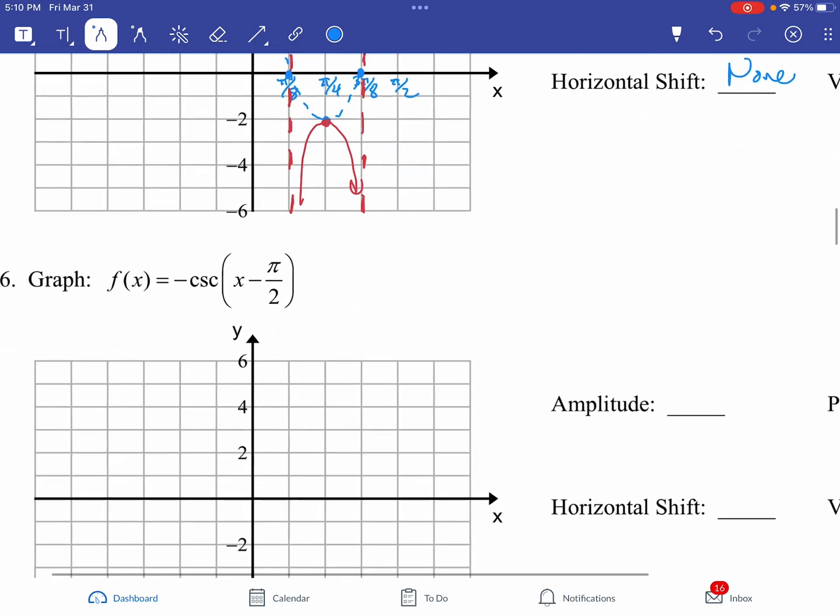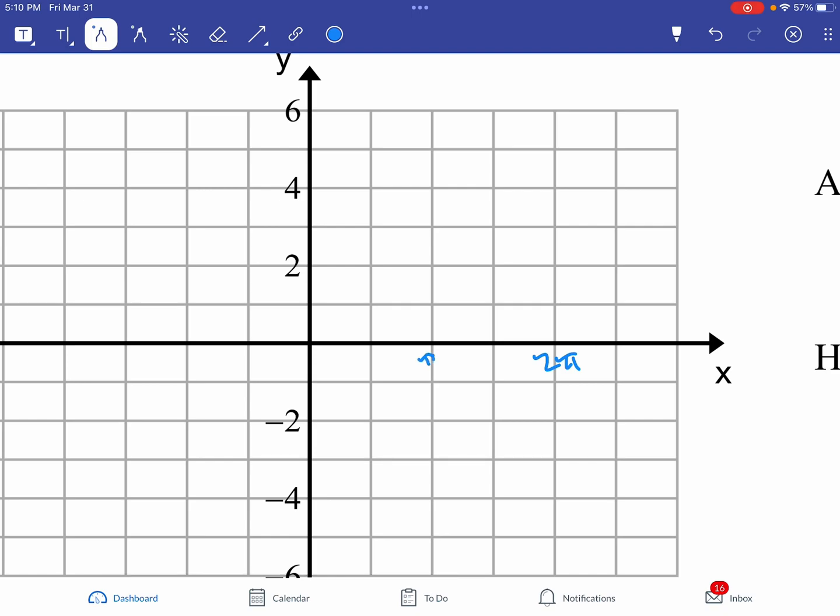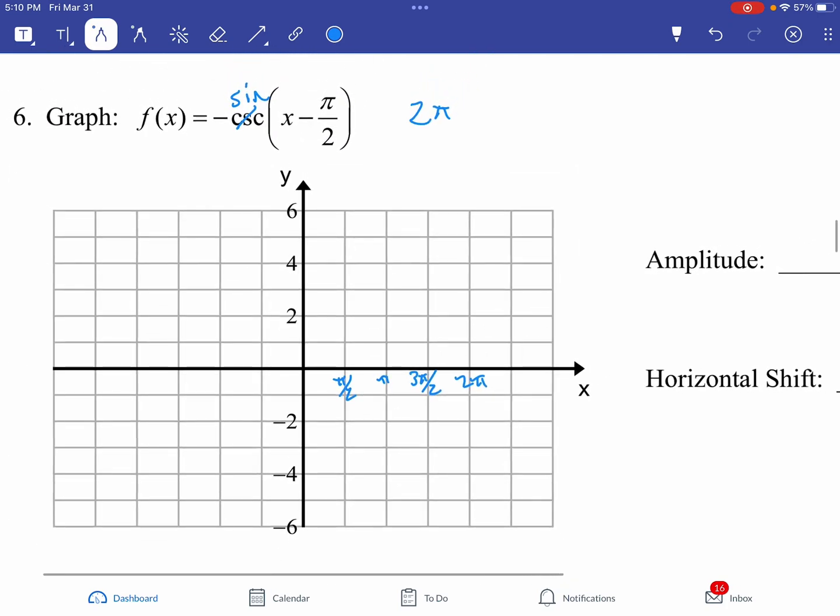All right, cosecant. Cosecant, we're going to graph sine. All right, step 1, the period. Because nothing is being multiplied or divided on the x term, my period's still going to be 2 pi. There's my intervals. Next, step 2 is the horizontal shift. My horizontal shift is signified by the subtracting of pi over 2 inside the parentheses. So I'm going to go to the right by pi over 2, which is 1 interval in the graph. So I'm going to add 5 pi over 2 to the right.